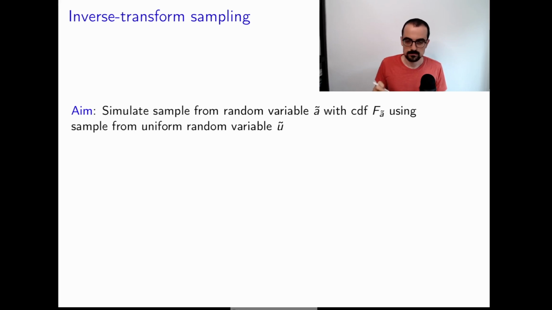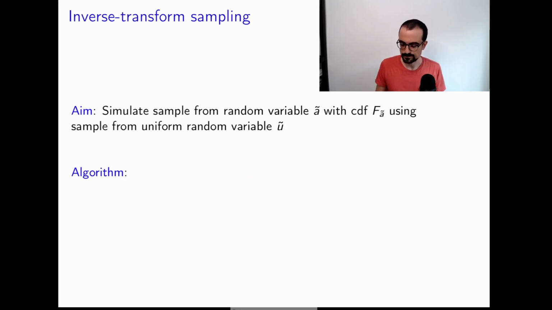Okay, so let's take a step back and see what we have found out, because when I start drawing and putting a lot of colors and so on, I can understand how this might become a little bit confusing. We want to simulate a sample from a random variable A with a certain CDF that we know, and we want to use a sample from the uniform random variable U.